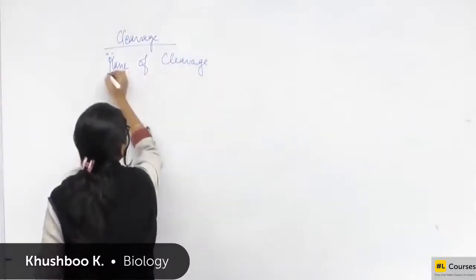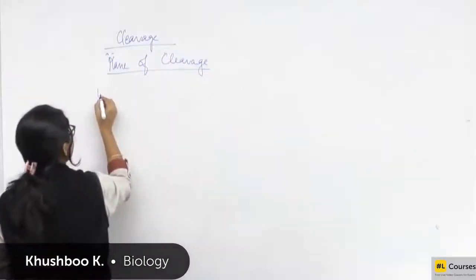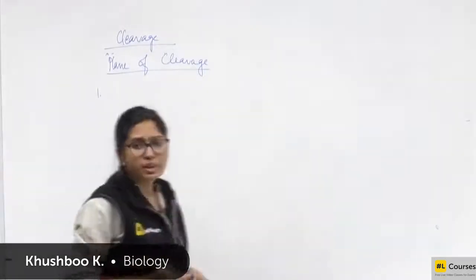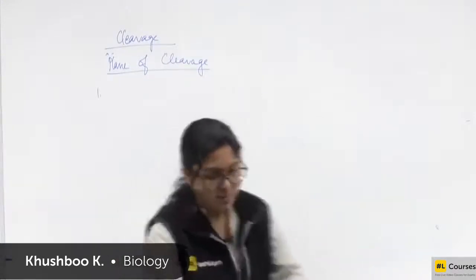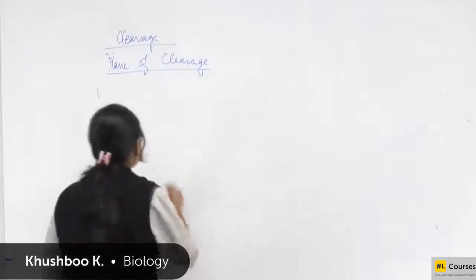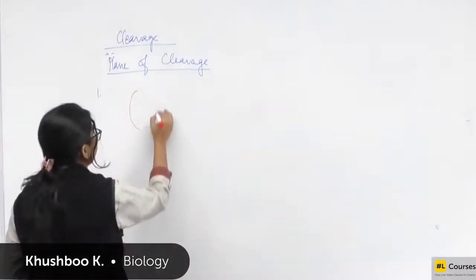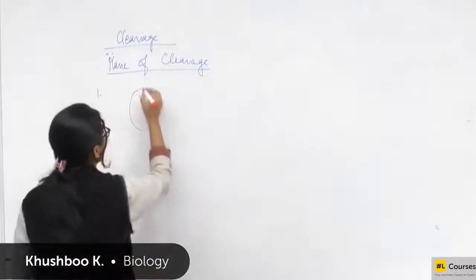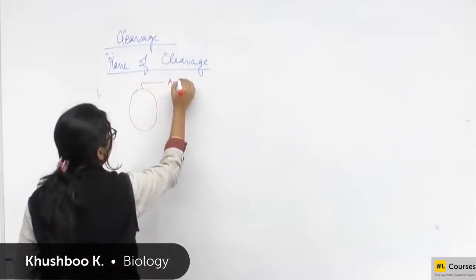Depending upon the plane of cleavage, it is divided into 4 types: meridional, vertical, equatorial and latitudinal. What are these? Let's see. Suppose this is the cell, and remember I said something there is called animal pole.